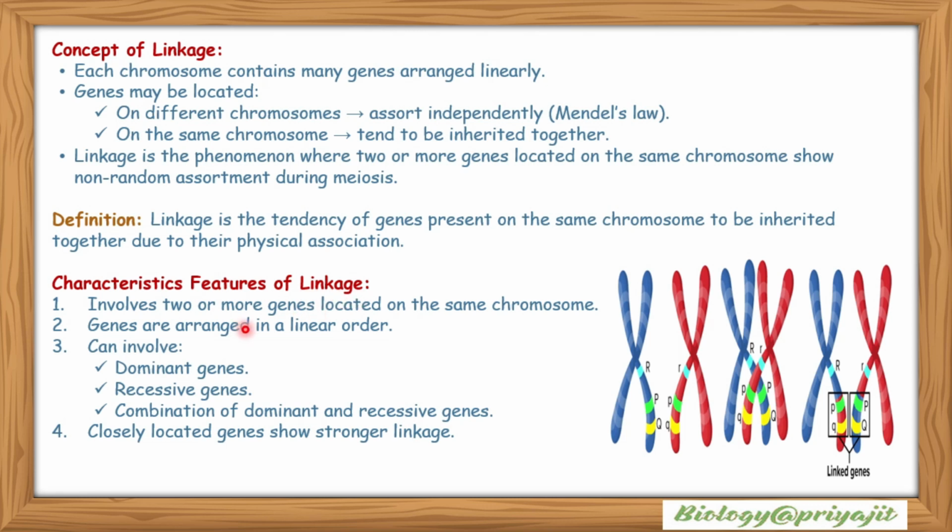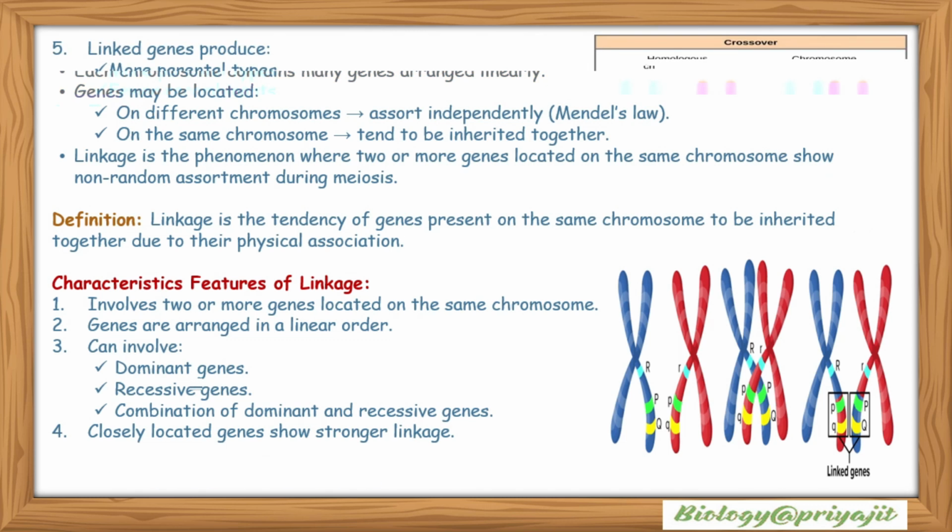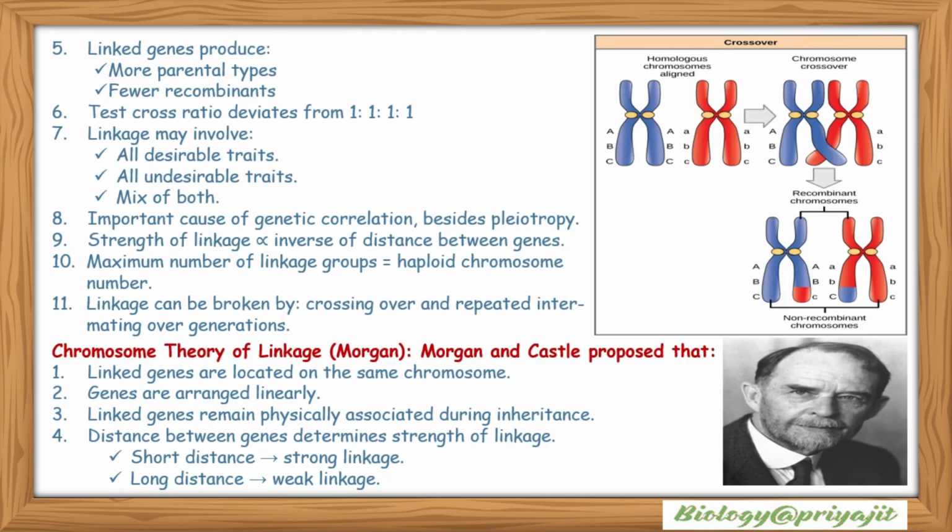It involves two or more genes located on the same chromosome. Genes are arranged in a linear order. They can involve dominant genes, recessive genes, and a combination of dominant and recessive genes. Closely located genes show stronger linkage. Linked genes always produce more parental types and fewer recombinant types. The test cross ratio here deviates from 1:1:1:1.